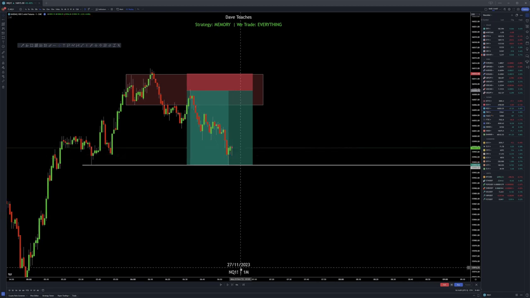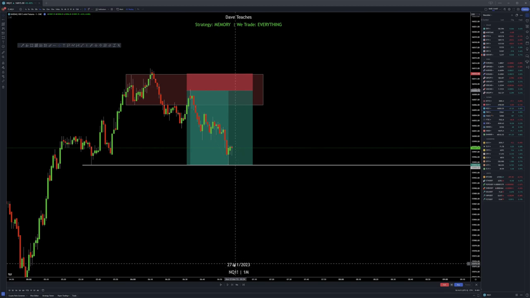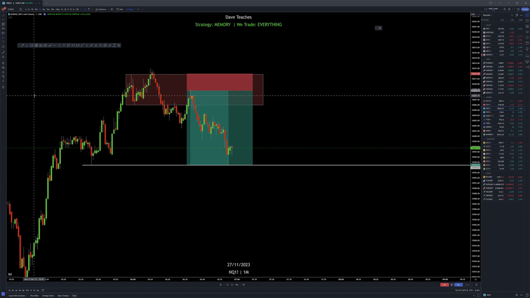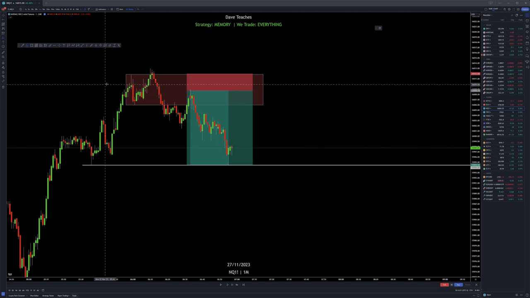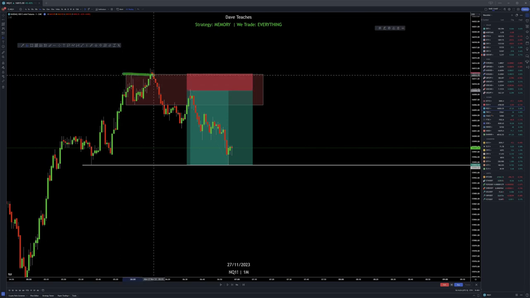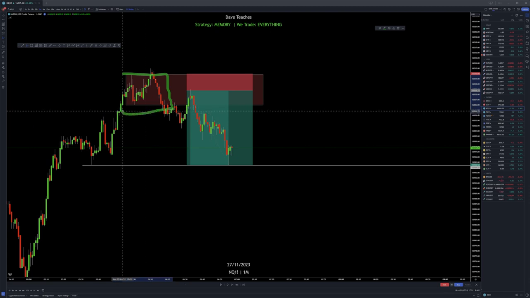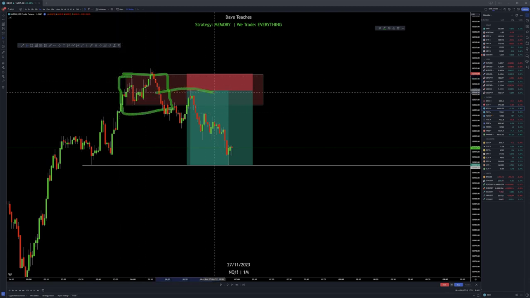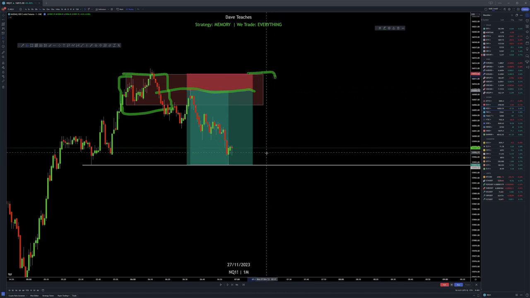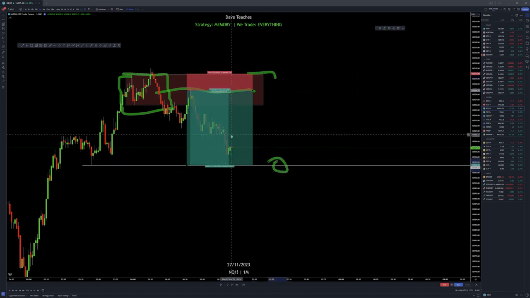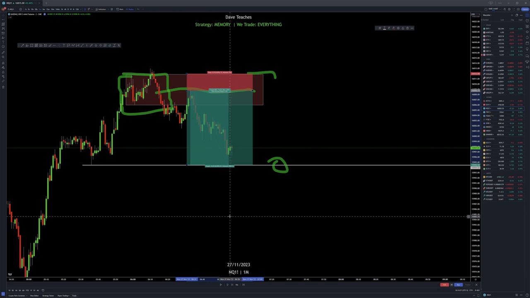TB Smash, right? That's amazing. My man said his entry right there, his stop behind there, and his take profit right there. 4R trade, beautiful.